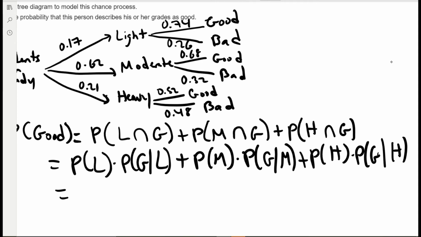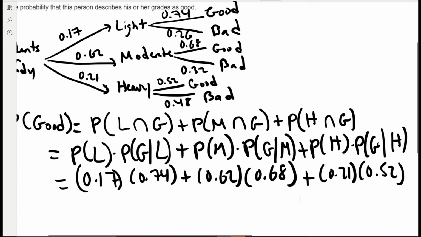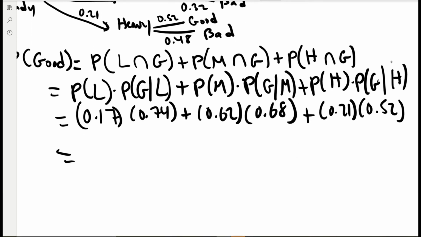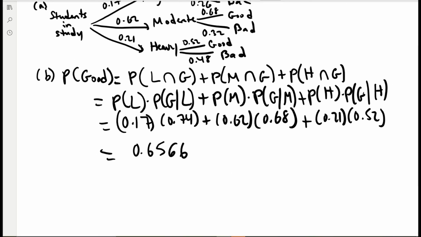So then in that case we have 0.17 for being a light user times 0.74 for having reported good grades, plus 0.62 for the moderate times 0.68 for the good of the moderate, plus 0.21 for the heavy user, and then 0.52 for the 52% of the heavy users. In this case, we get a probability of 0.6566. So the probability that a randomly selected student reports good grades is 65.66%.